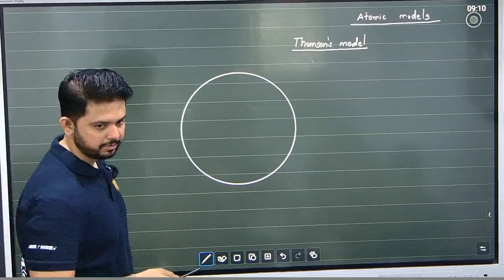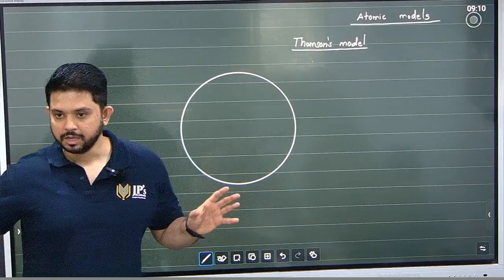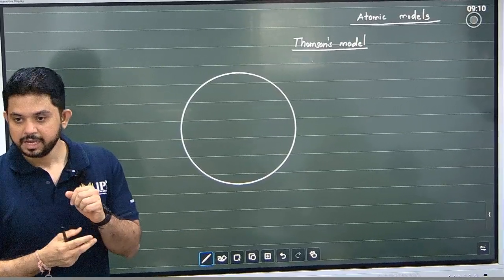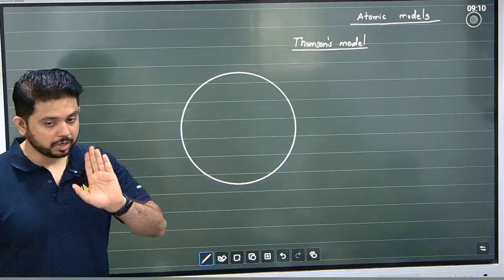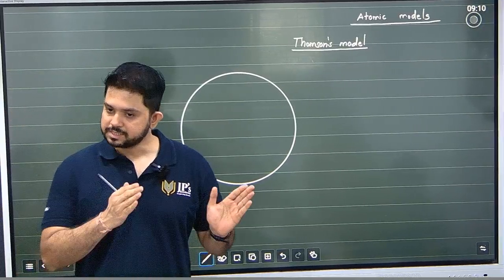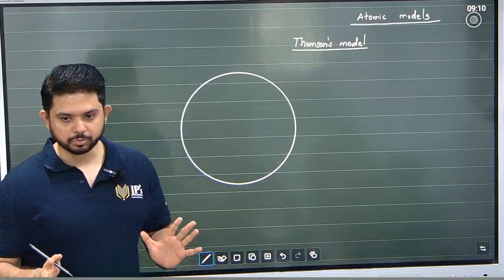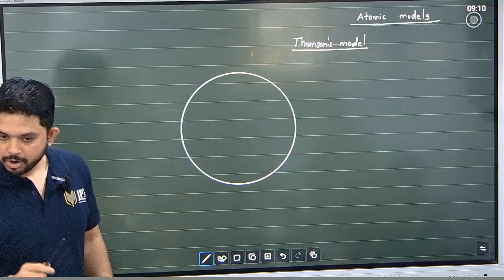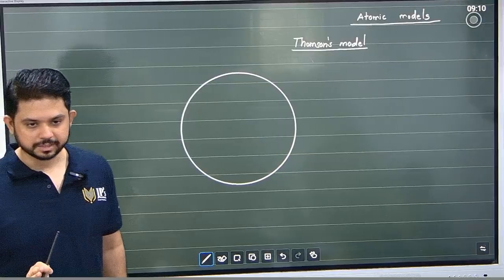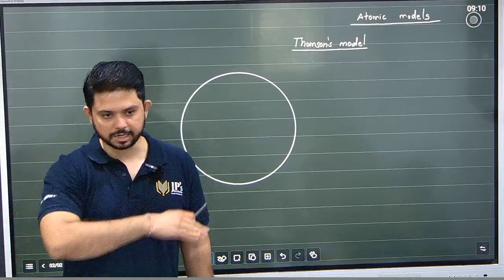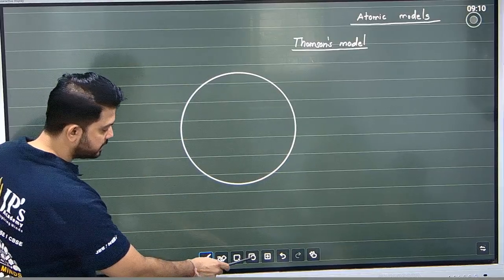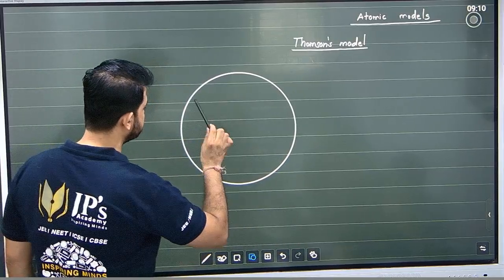Since we have a two-dimensional board, a circle will be visible. But an atom is what shape? Spherical. Okay? Remember, no other subatomic particles are discovered, so there are only electrons. So he said since electrons are there, there has to be positive charge. So what he said, inside the sphere, positive charge is uniformly distributed. Something like this. Students uniformly sitting in the classroom. So positive charge inside this sphere is uniformly distributed.